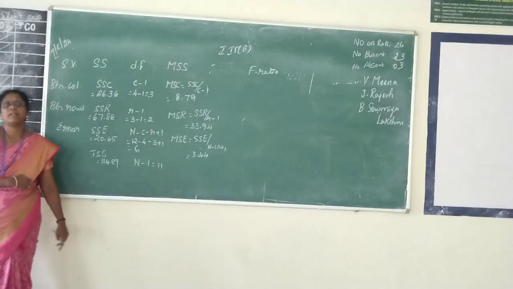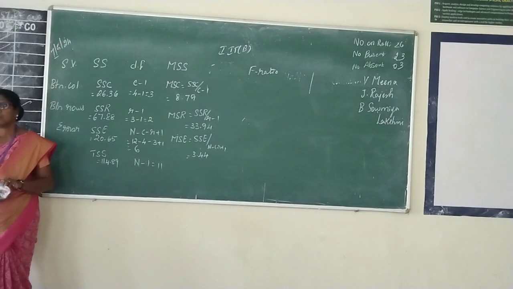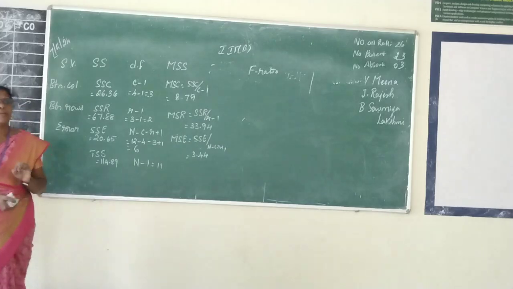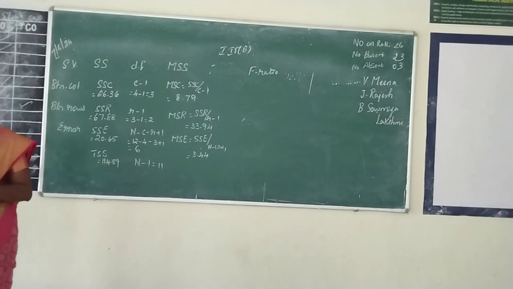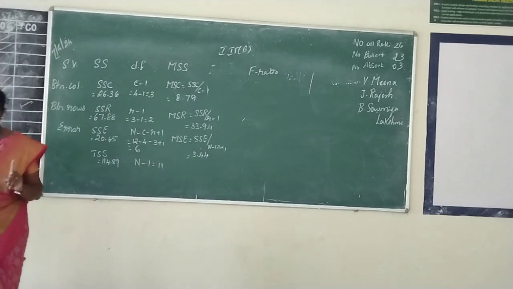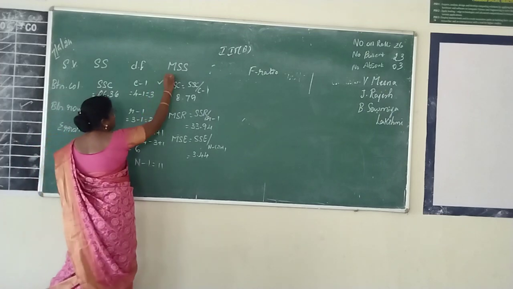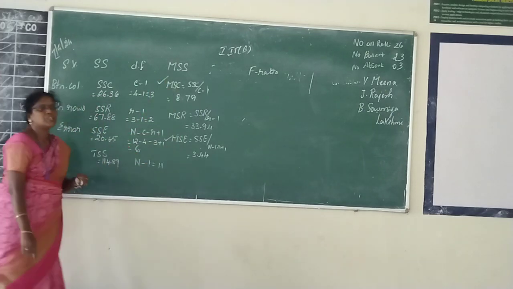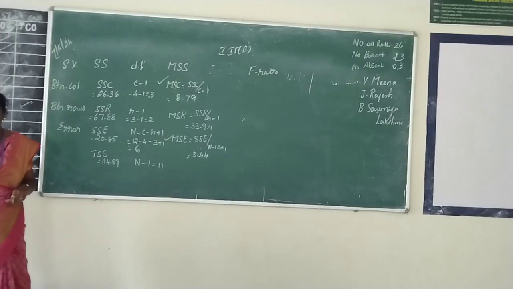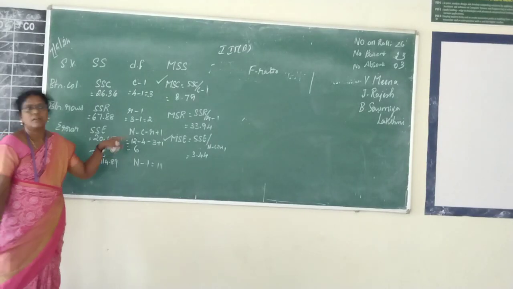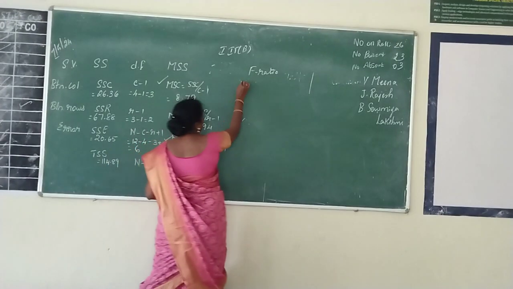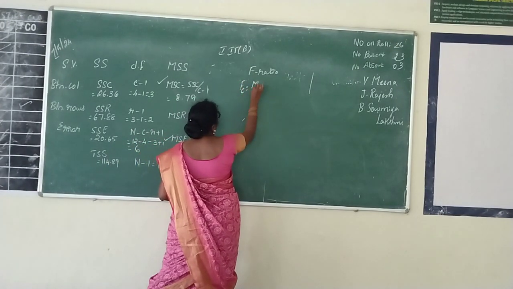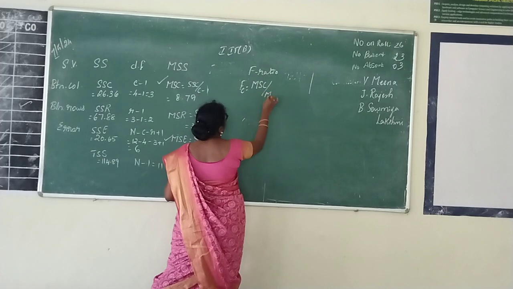Next you have to calculate your F ratio. So how many F ratios do you have to calculate? 2. One for column, one for row. To calculate the F ratio, you have to compare always with the error value. For column, compare MSC and MSE. Whichever is greater, put that in the numerator. Which is greater, ma'am? MSC. So for column, FC will be MSC by MSE.